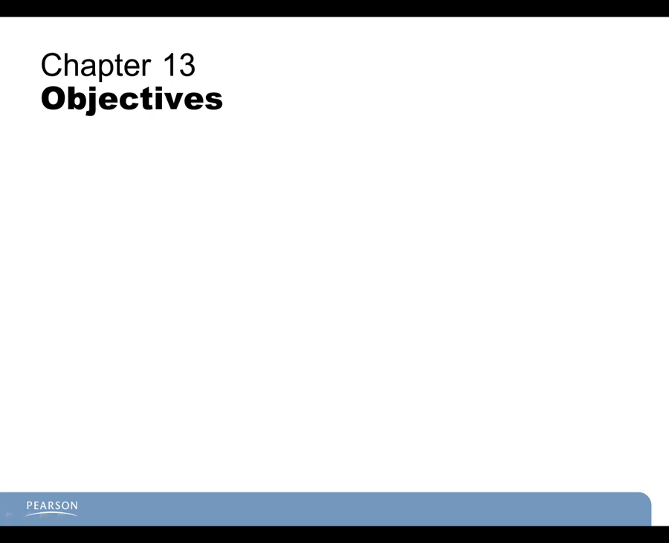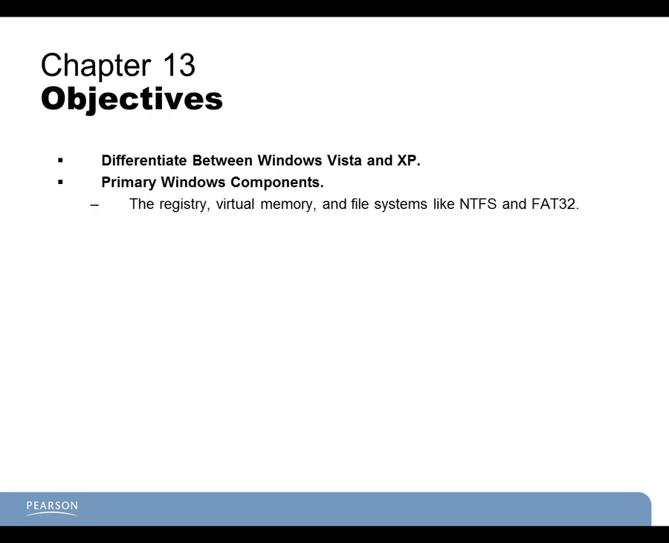Alright, so our objectives. We're going to differentiate between Vista and XP, which should be pretty easy for everybody to do. We're going to talk about some things that are part of a Windows machine, like the registry, virtual memory. We've already talked about file systems, but I'll briefly go over those again.